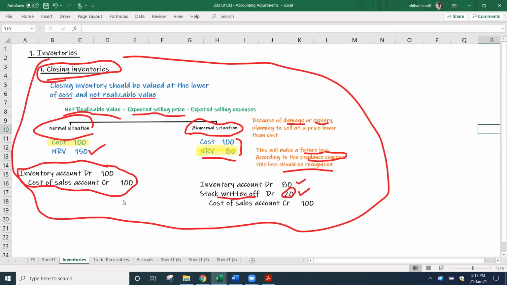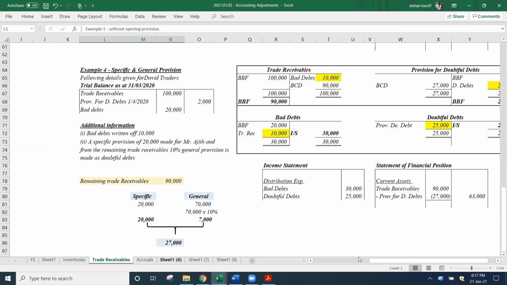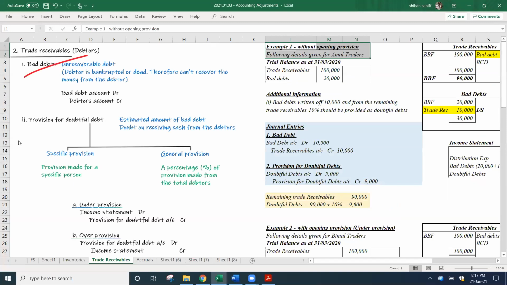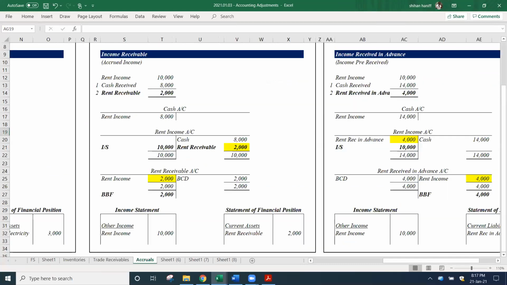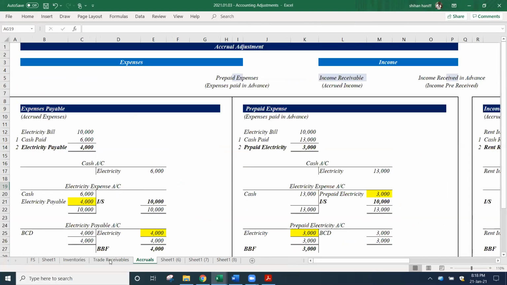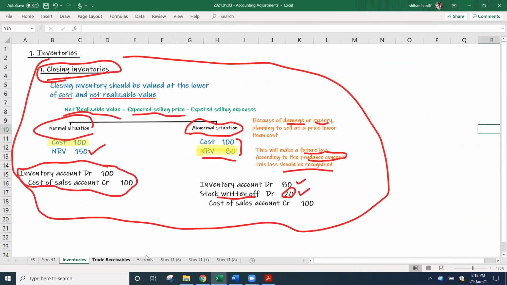So one of the important adjustments is inventory. Then we have trade receivable adjustments, the bad debt adjustments, the provision for doubtful debt, under provision, over provision, specific provision, general provision, accruals, different types of accruals. So all this you need to do before doing the financial statement.